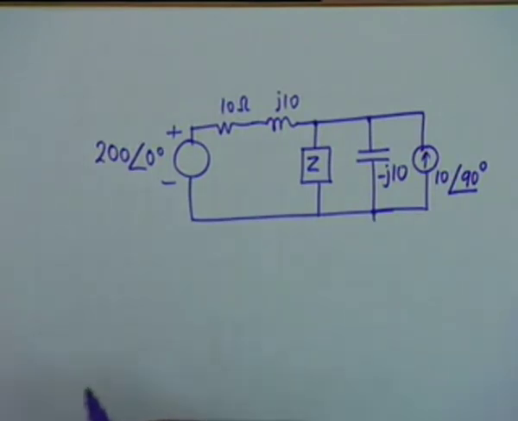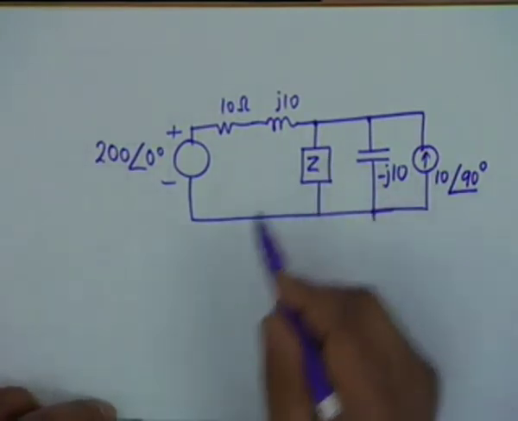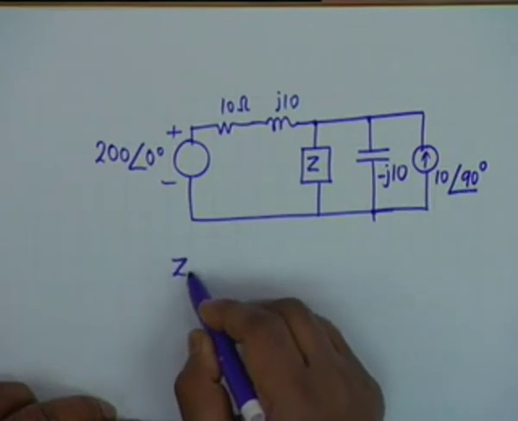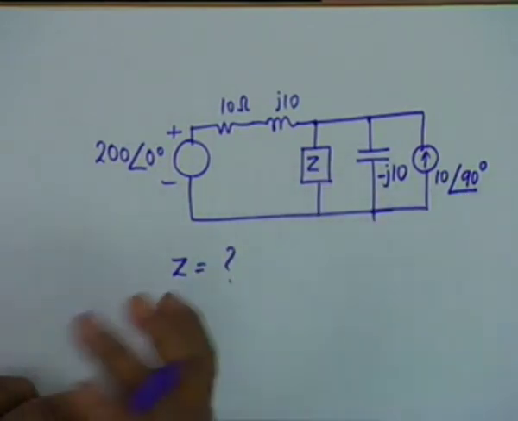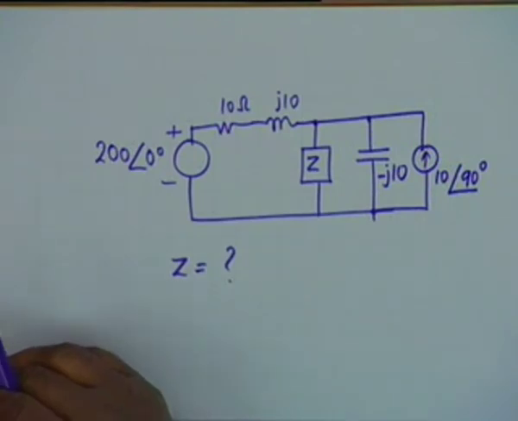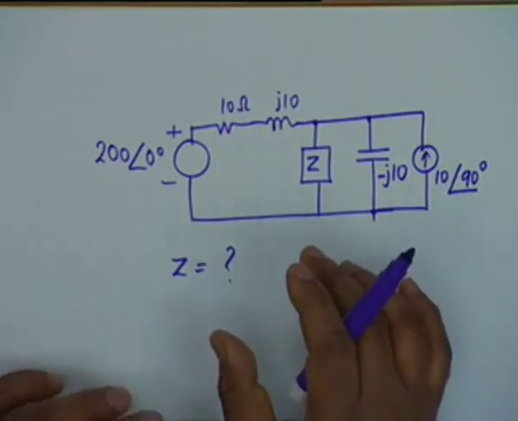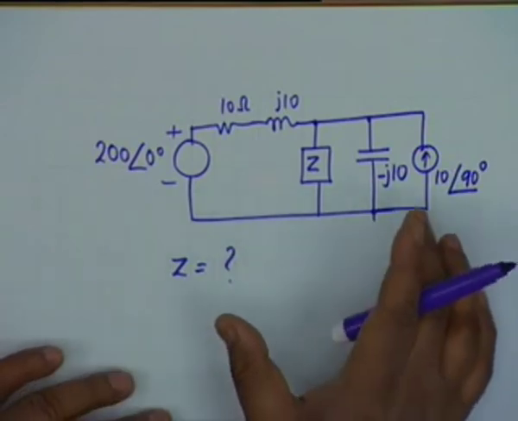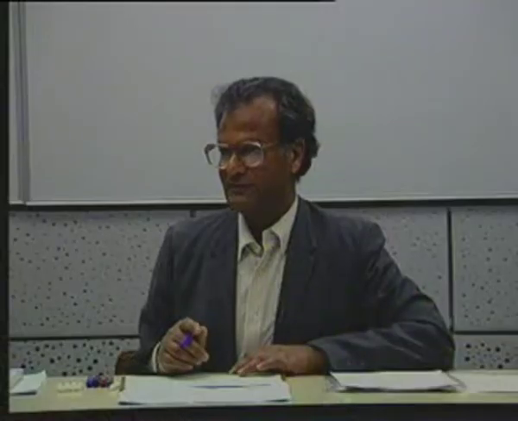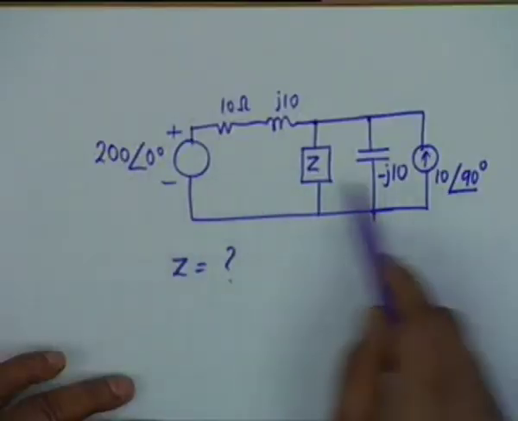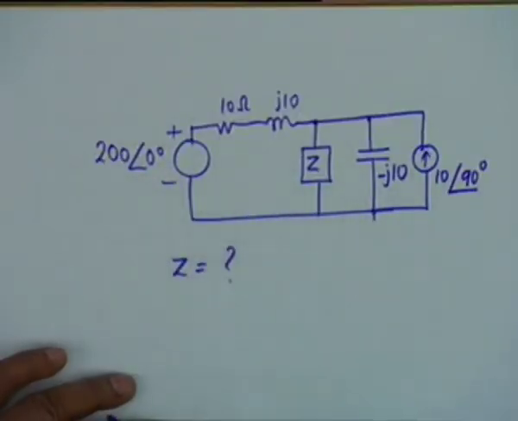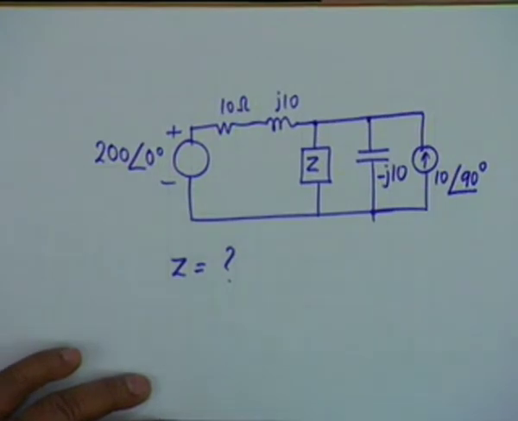All right. The question is, what should this impedance be so that it absorbs the maximum available power? Now you notice that here there are two sources, not one. One fine point is that both these sources, when I write sources like this, what is the information that is hidden in this?